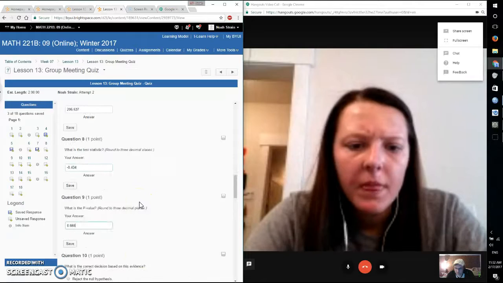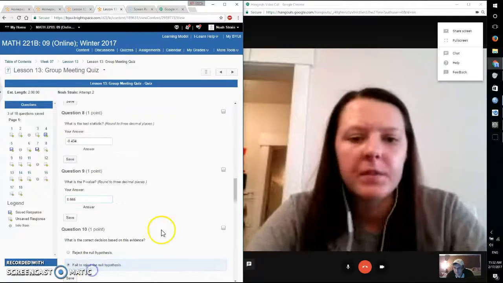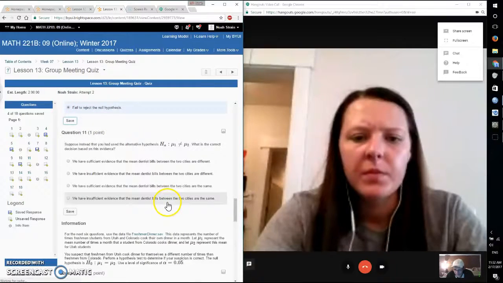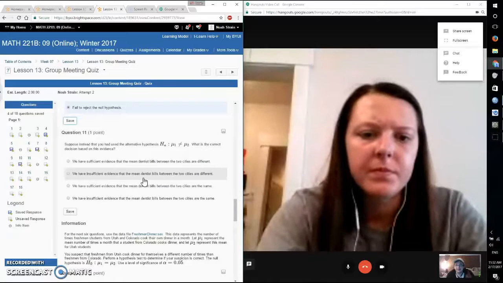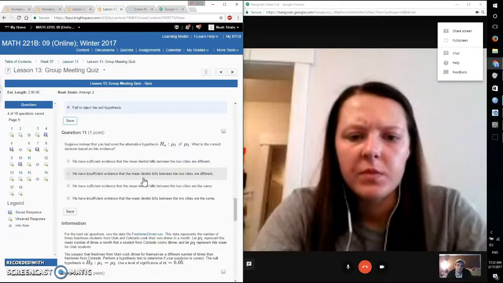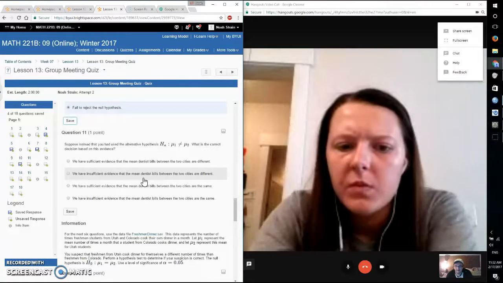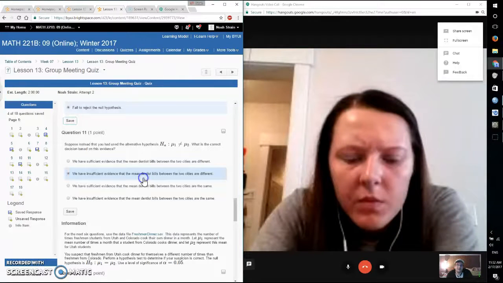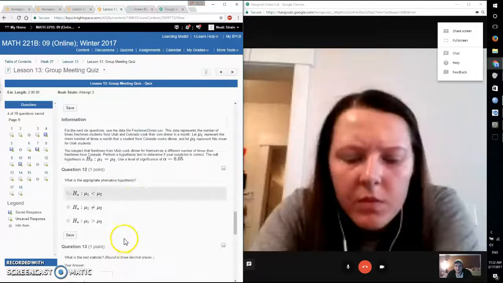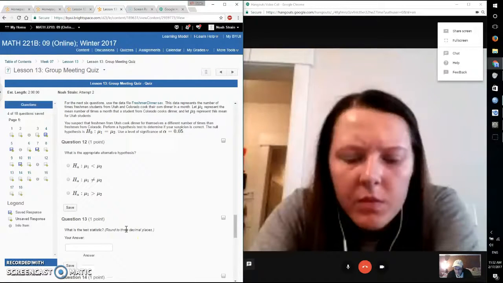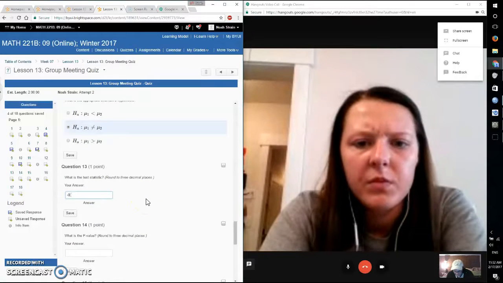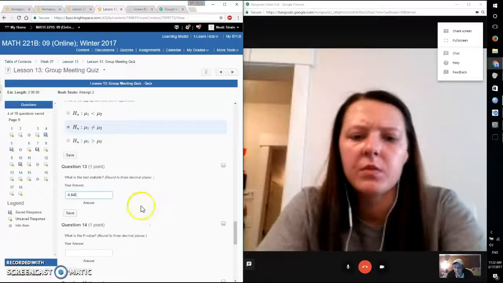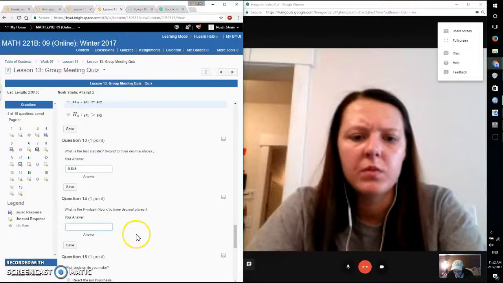What is the correct conclusion based on this evidence? That would be we failed to reject the null hypothesis because it's larger than our alpha. 11 is also stating that if we say 1 is not equal to 2, that's actually false because our data shows that they probably are equal. So we have insufficient evidence that the mean dentist bills between the two cities are different. 12 would be B. 13, I got negative 0.845 for the p-value.